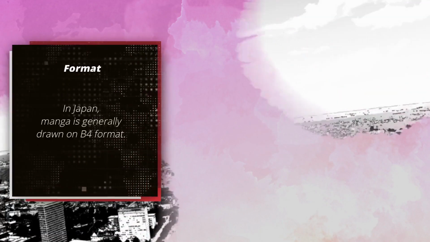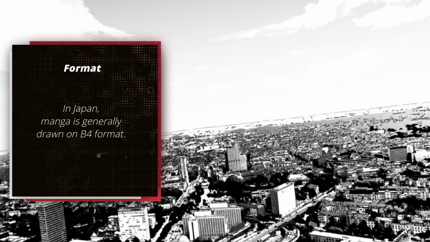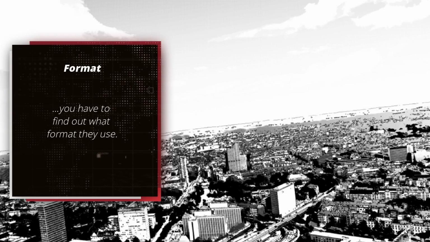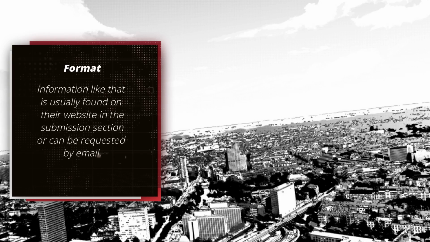In Japan, manga is generally drawn on B4 format, but depending on where you want to publish or whether you want to self-publish, the measures can be different. So if you want to work for a certain publisher, you have to find out what format they use. Information like that is usually found on their website in the submission section or can be requested by email.